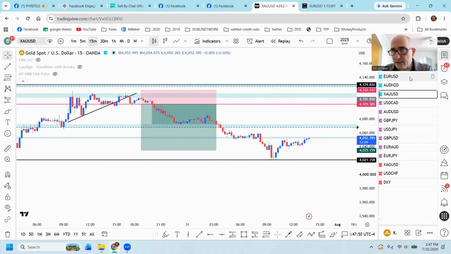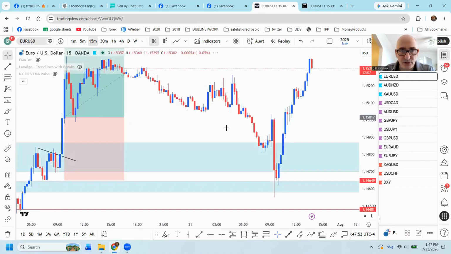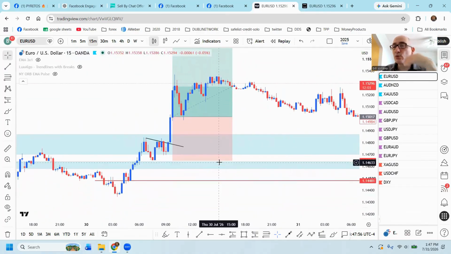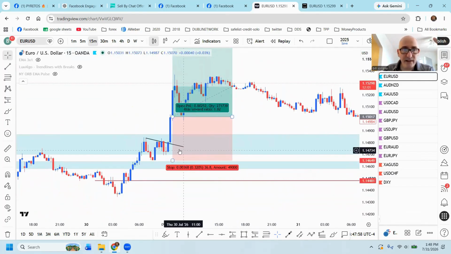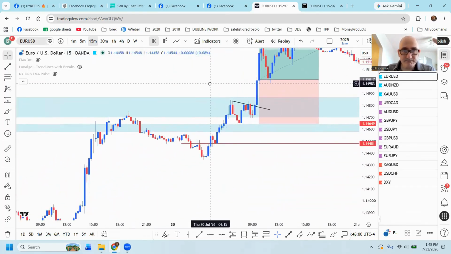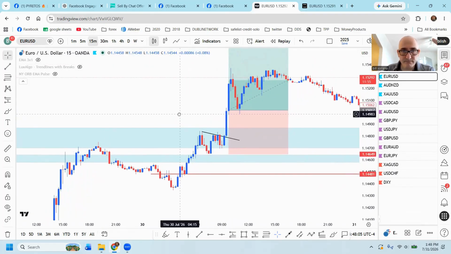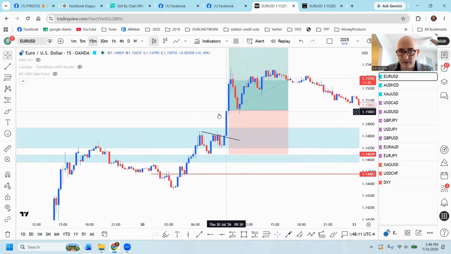So that was gold. Now the other trade I got in was EURUSD. Now EURUSD had flipped to bullish, and what we see here is it flipped to bullish, and we got this activation right here.